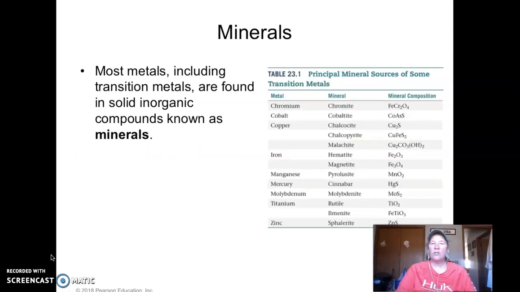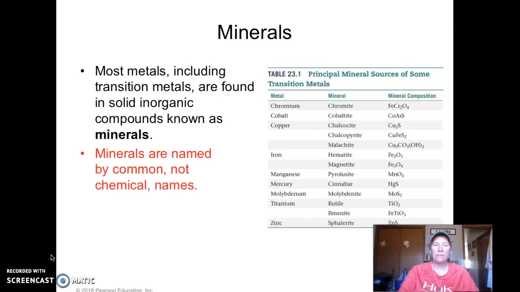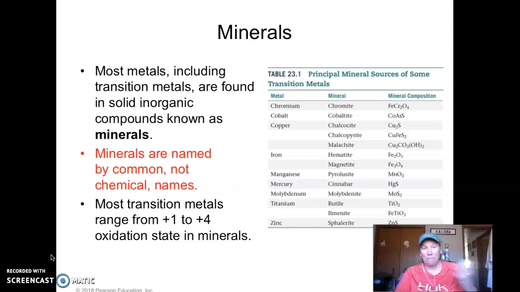Okay. A lot of your transition metals, chromium, cobalt, copper, iron, manganese, you'll find them in minerals. They're solid inorganic compounds. They call them minerals. You can see these on your food labels. Minerals are not named by common names, but by their chemical names. You can see their mineral name, chromite, cobalt, it's close to it, but not necessarily the same as the metal that they form. Most of the transition metals range from +1 to +4 as their oxidation state. Some of them have multiple, which you remember copper, iron, those guys do.